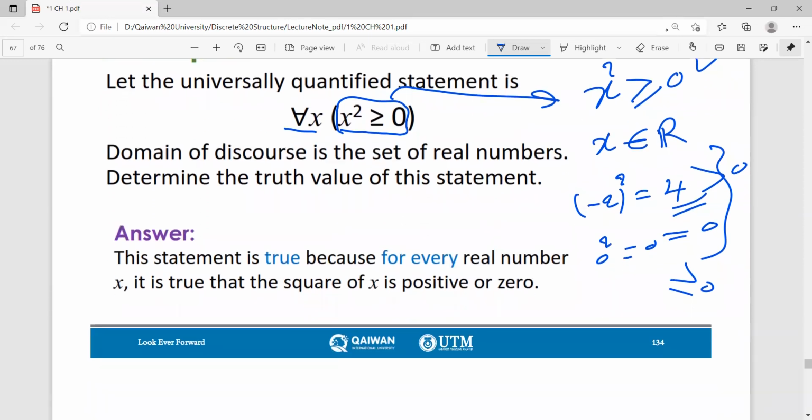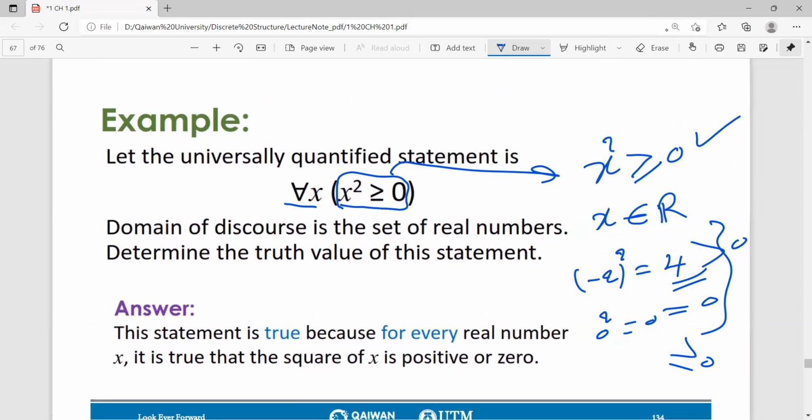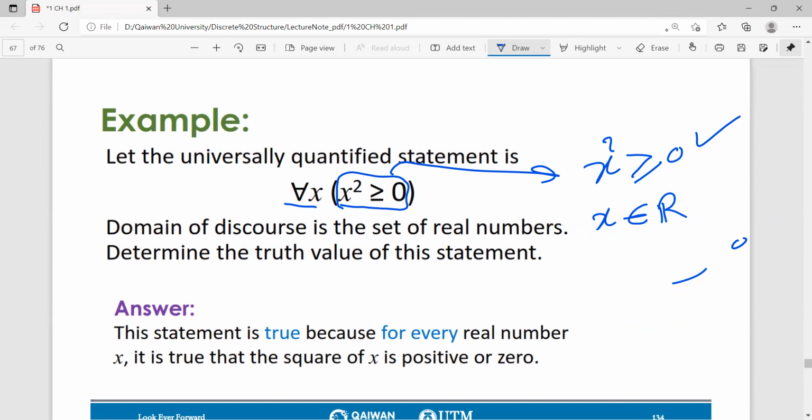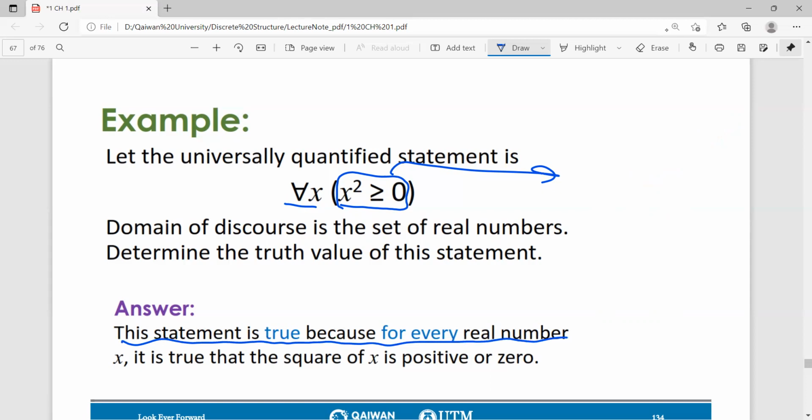Okay, so this is the universal quantifier. And we say it's true for every x in the real numbers. As you see, this statement is true because for every real number x, its square is positive or 0.